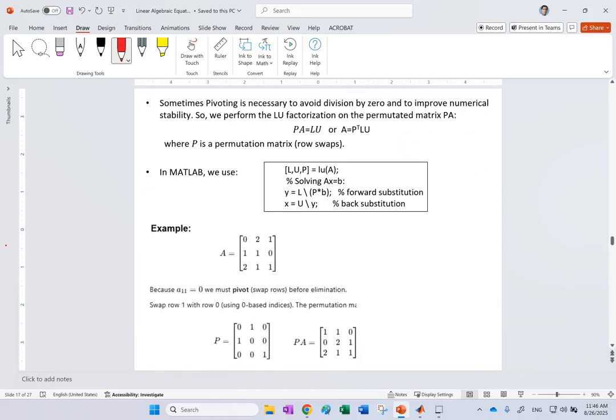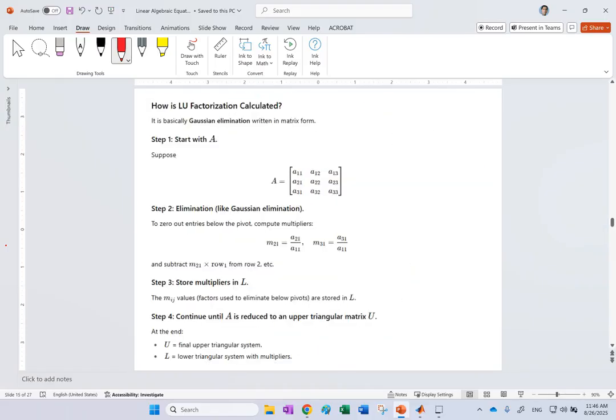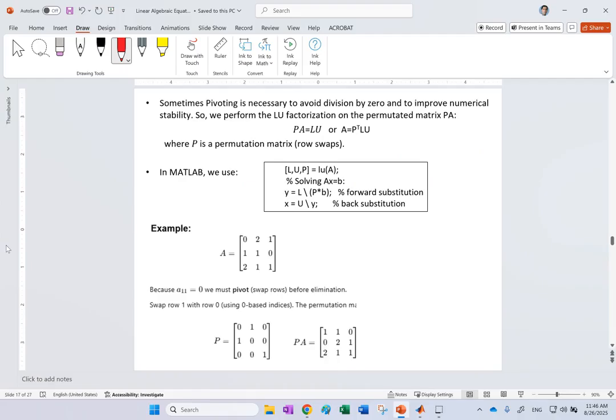And one other thing that I need to talk about before I say how to use it now to solve this set of equations is that sometimes, as I said, because of those zeros on the diagonals, you need to do a permutation. You need to swap some rows. As I said, you need to do the pivoting.